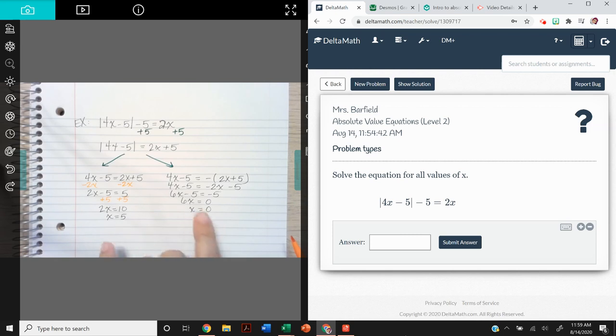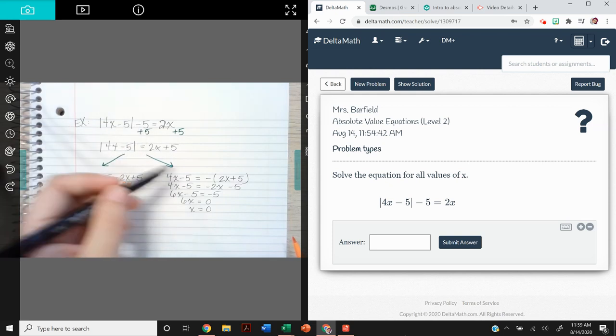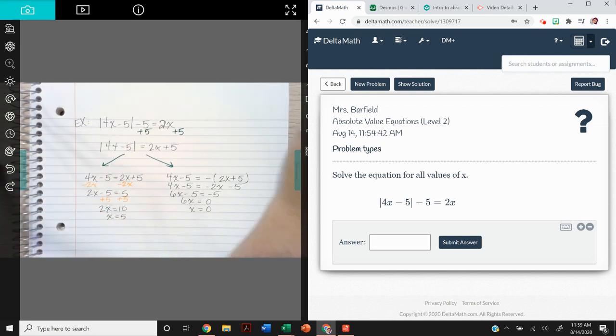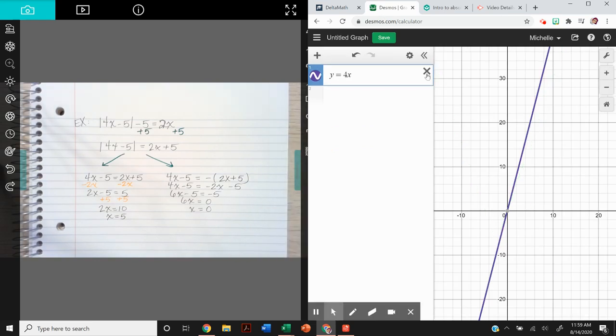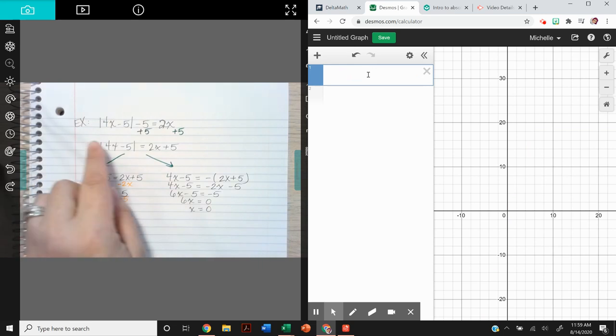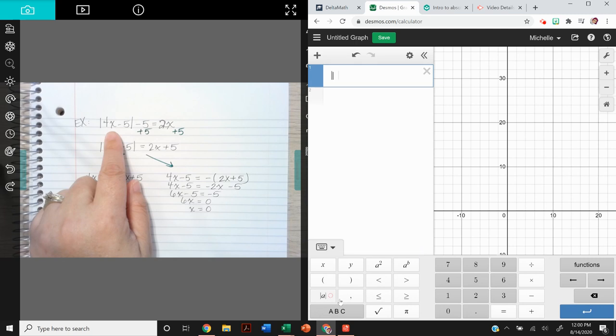Now we talked about in the last video being a good mathematician and checking our work. If you don't want to have to go through the steps of plugging in 5 and seeing if it works, plugging in 0 and seeing if it works, go to Desmos. So let's pull up Desmos. Let's delete out the last problem. I'm going to type in absolute value of 4x minus 5, absolute value minus 5. Notice I didn't put the y equals and it still worked.